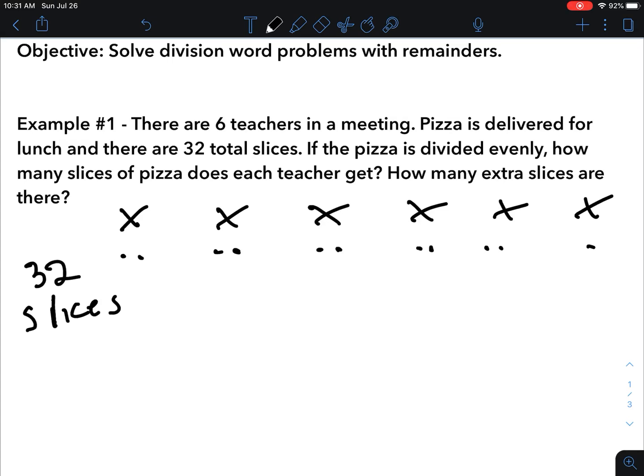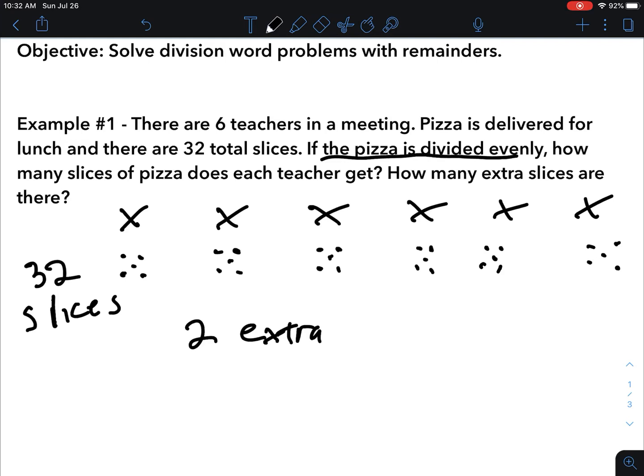I can do 1, 2, 3, 4, 5, 6, 7, 8, 9, 10, 11, 12, 13, 14, 15, 16, 17, 18, 19, 20, 21, 22, 23, 24, 25, 26, 27, 28, 29, 30. Now, think about it. I'm close to 32, right? Everyone gets the same number. I'm at 30 right now. Can I give everyone else another slice of pizza? No, I can't. So I have 2 extra slices.